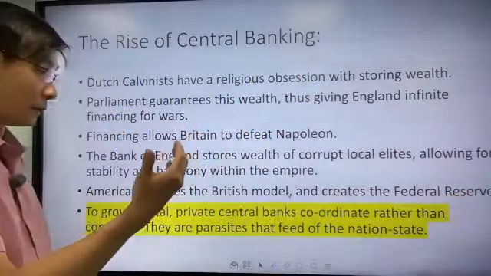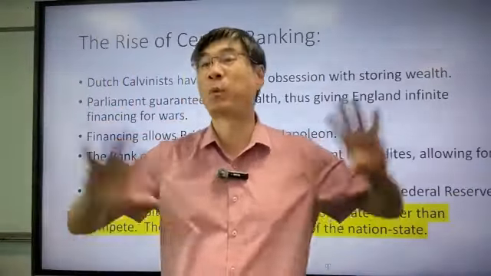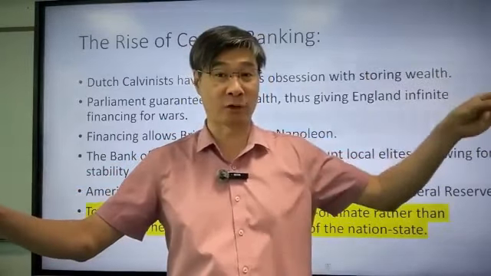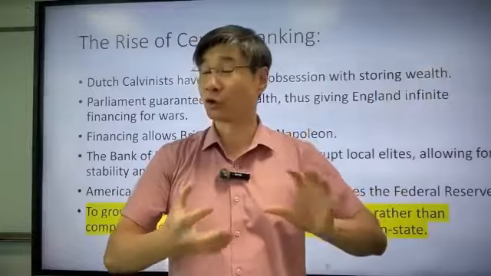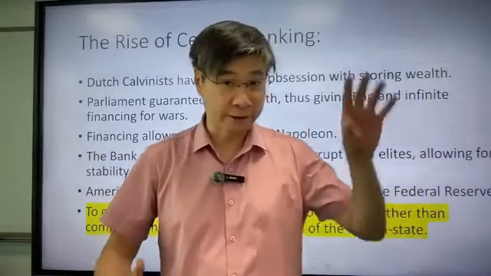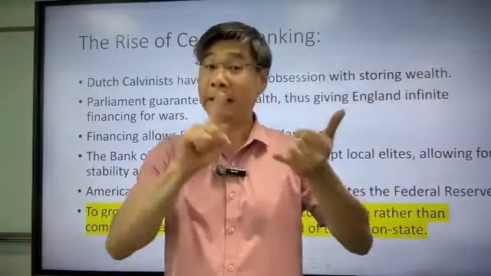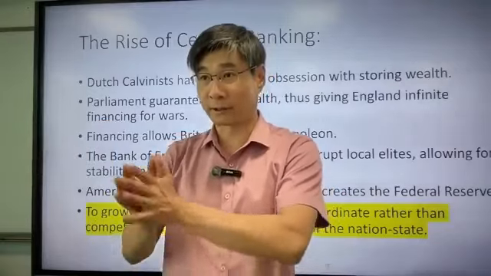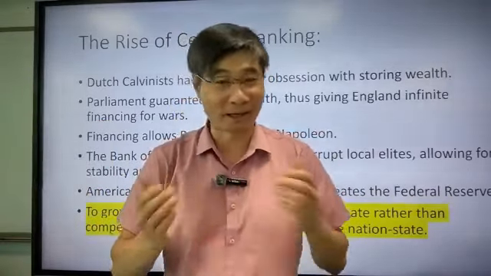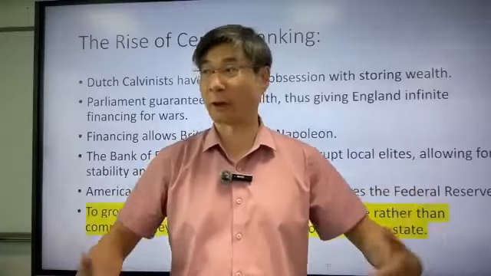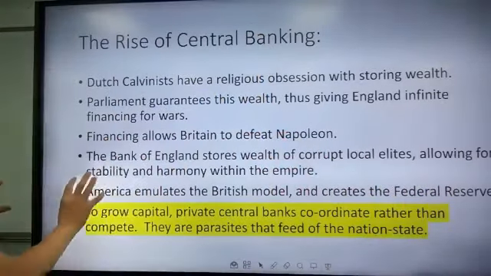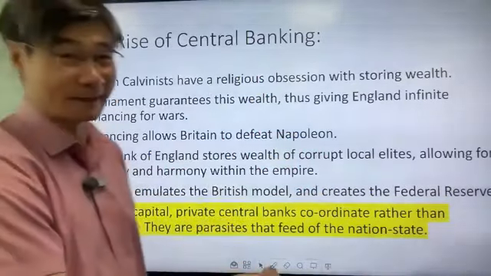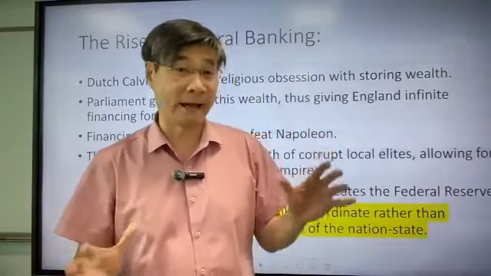And after World War II, America is now able to export this Federal Reserve System all around the world by creating independent central banks in each nation and having these central banks work together to create more wealth for their investors. So this is something really important you have to understand. Nation states compete against each other, but independent central banks, all of these nation states, work together because that way it's easier for them to generate wealth for their investors, okay? To grow capital, private central banks coordinate rather than compete. They are parasites that feed off the nation state. Okay, so this is a really important idea that no one understands.